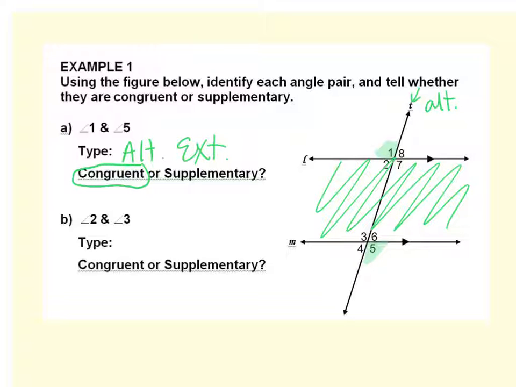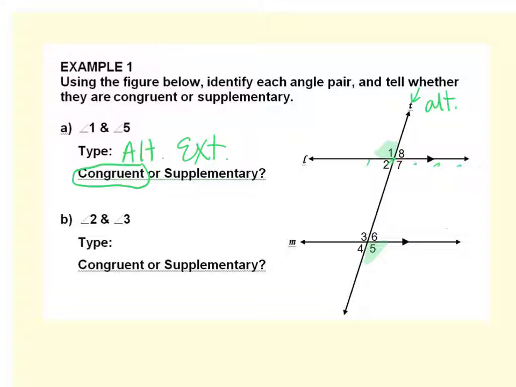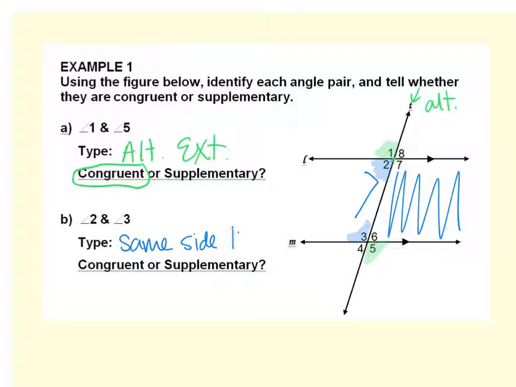Angle 2 and angle 3. Whoops, let me erase this real quick. So, angle 2 and angle 3, I immediately notice that these are on the same side of the transversal, so same side. And then these are on the inside, so same side interior. And remember, same side is the only one that has supplementary for the measurements.